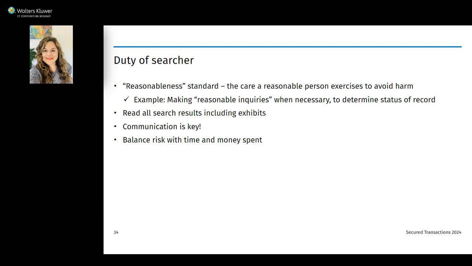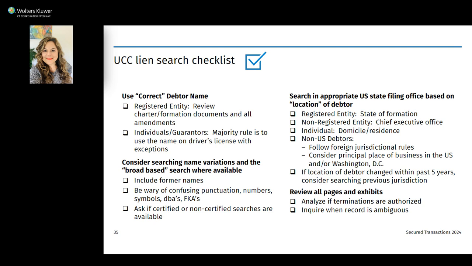It is a reasonableness standard. You have to make sure you do further inquiry if you need to when you're searching. Balancing the risk with the time spent is always important. Hopefully you've gotten that point; I made that point earlier.